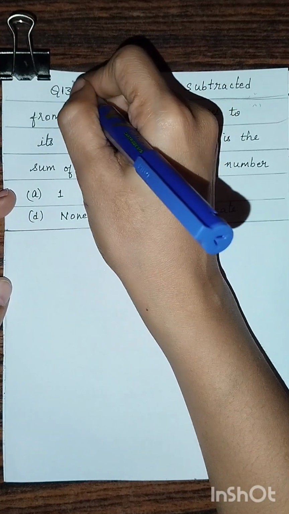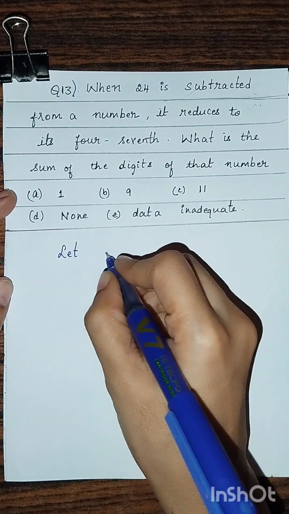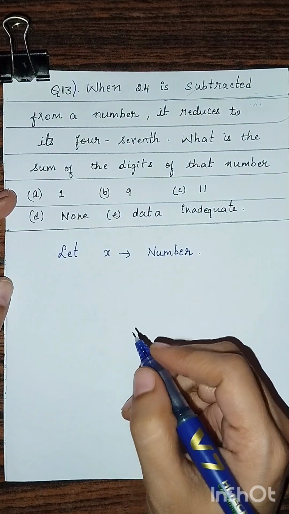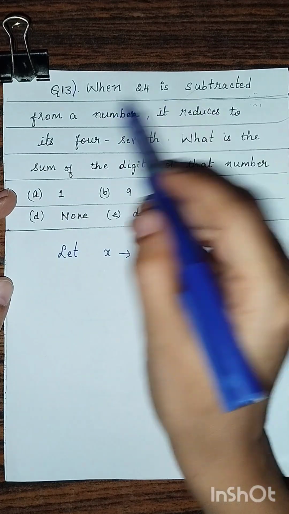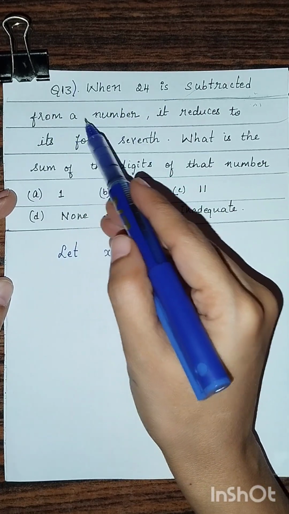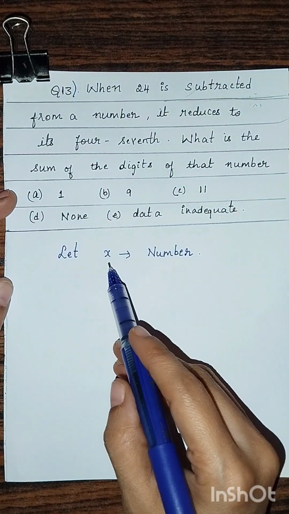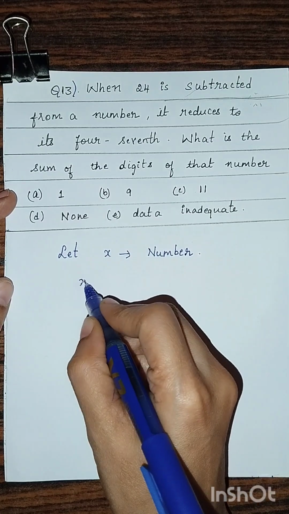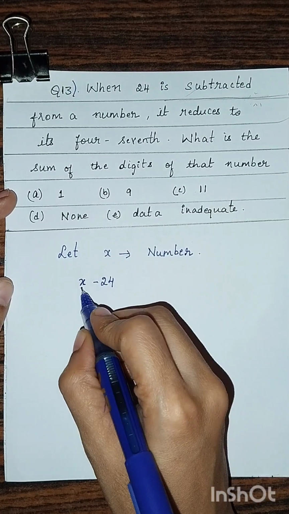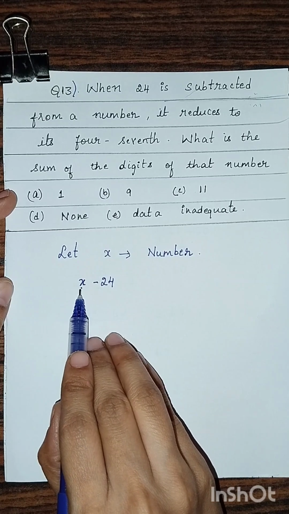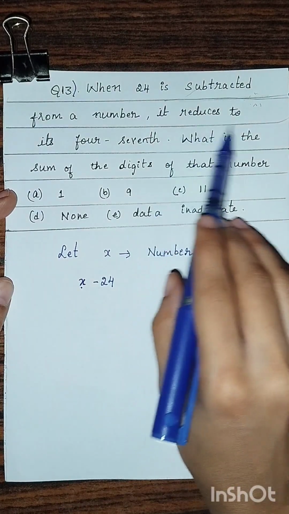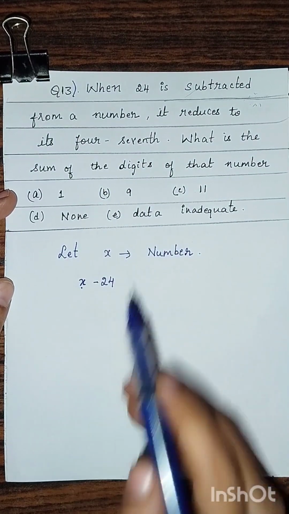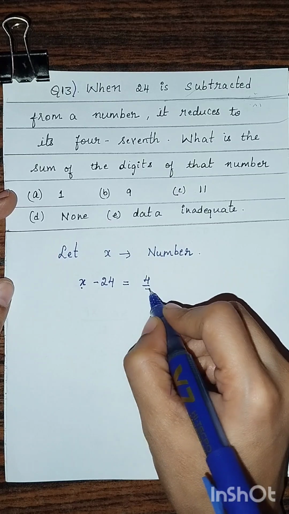So here let us label the unknown number as x. Let x be the number. Now when you subtract 24 from a number, that means you're subtracting 24 from this unknown, so this unknown is bigger. The quantity of this x is bigger, so you're deleting 24 from x. That's why we are writing x first here. X minus 24 reduces to its 4/7. So after subtracting 24, the quantity becomes 4/7 of that number.